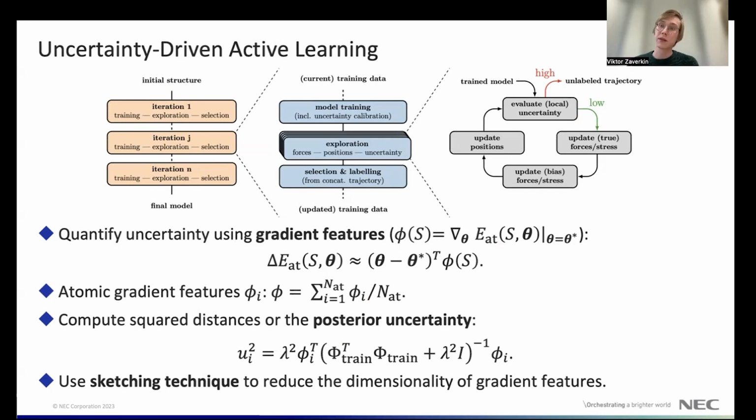And then we use these intermediate potentials to run explorative simulations. More precisely, we run multiple of them in parallel. And then we use the batch selection strategy to select a subset of informative and diverse structures from unlabeled trajectories, which we then provide to, for example, our DFT solver to compute the reference energy and force labels.